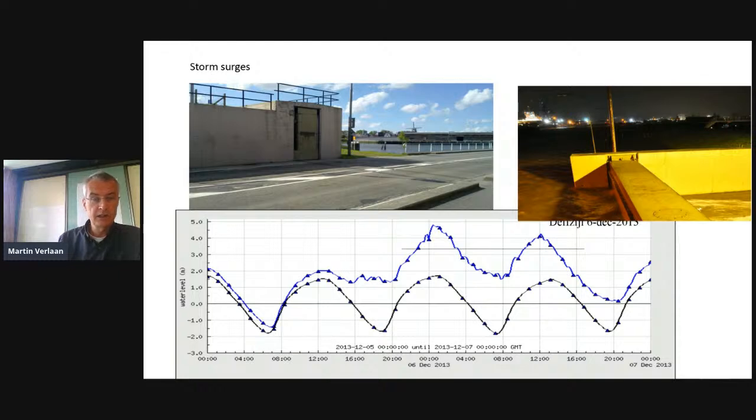On the left, you see this barrier on a nice day, and on the right, you see the same barrier with water about 1.5 meters up on the outside of the door. And the lower picture shows the time series.